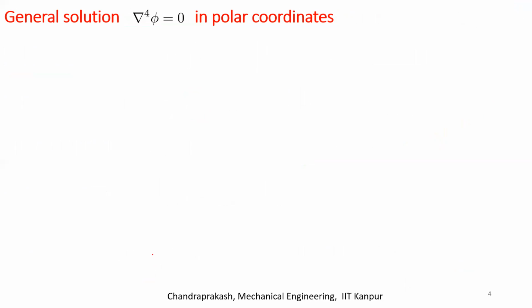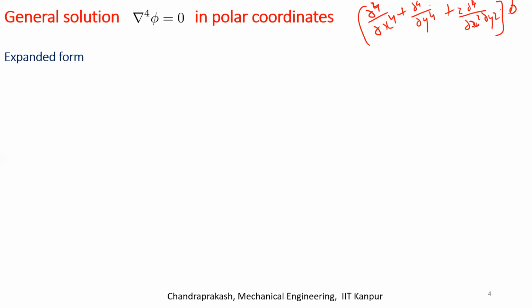polar coordinates. So far in Cartesian coordinates, we have been nicely writing this as the fourth derivative of phi with respect to x, plus the fourth derivative with respect to y, plus 2 times the fourth derivative by dou x square dou y square of phi. This is how we have been writing in Cartesian form, right? And what is del power 4? Del power 4 is del square times del square, right?